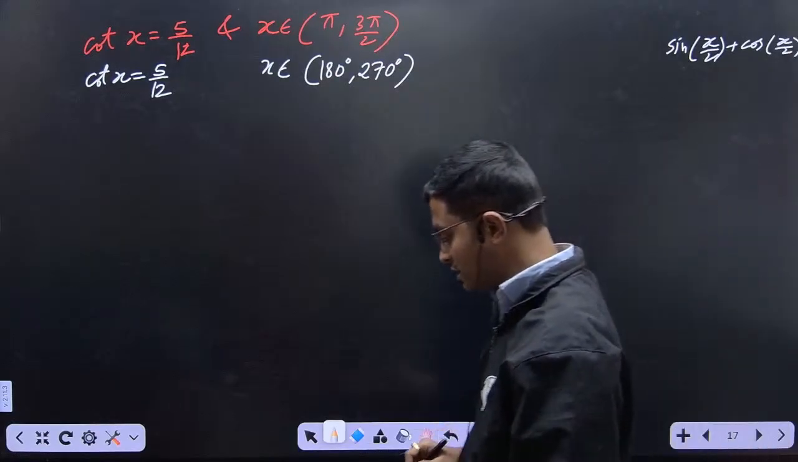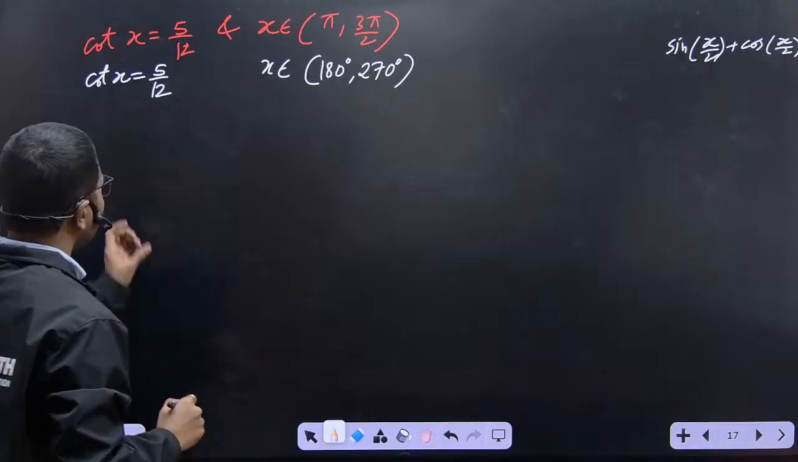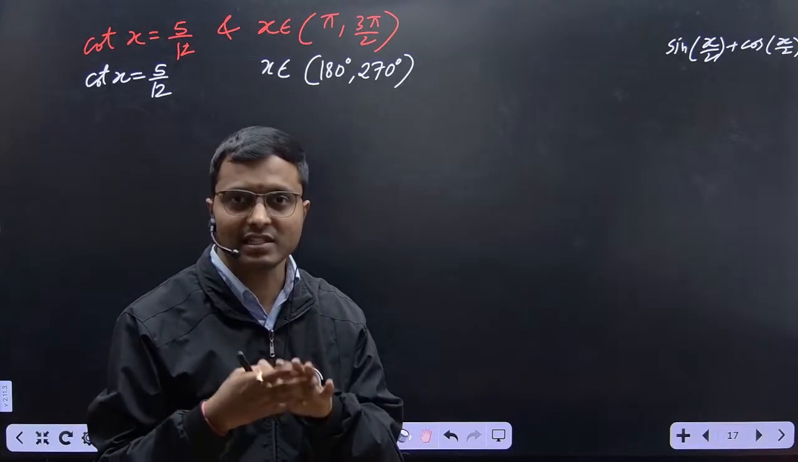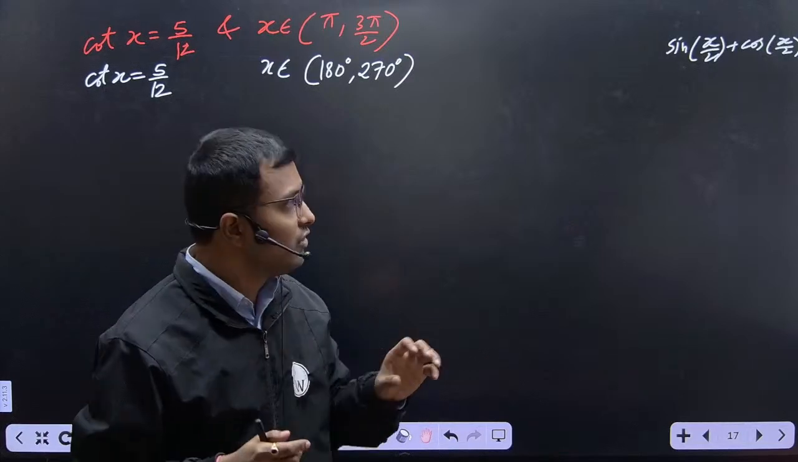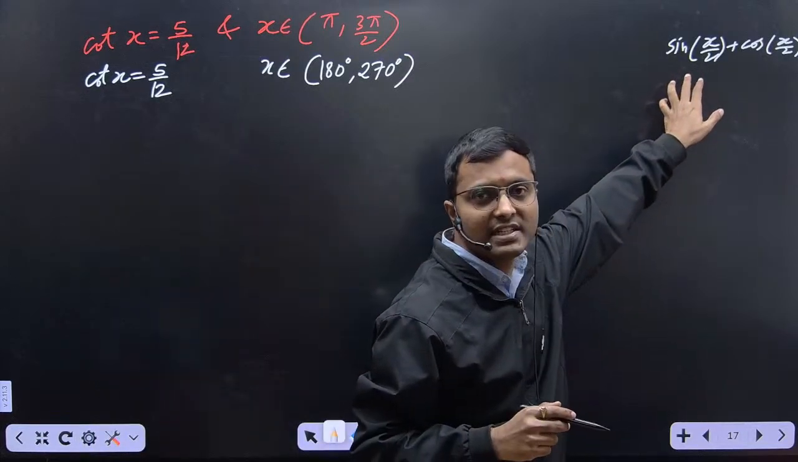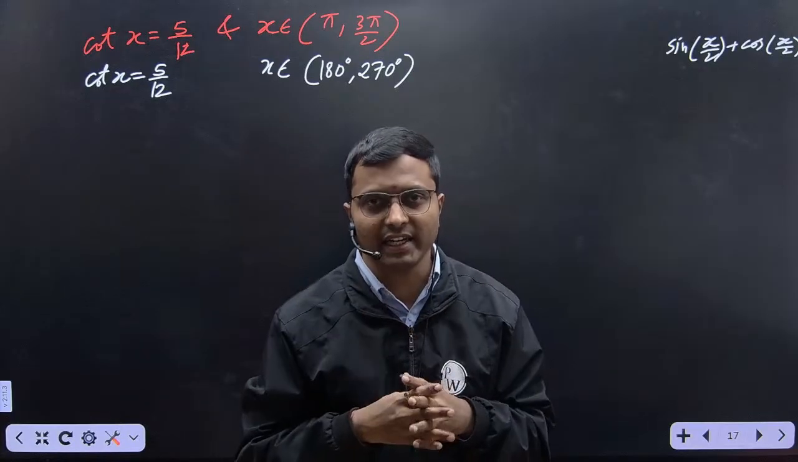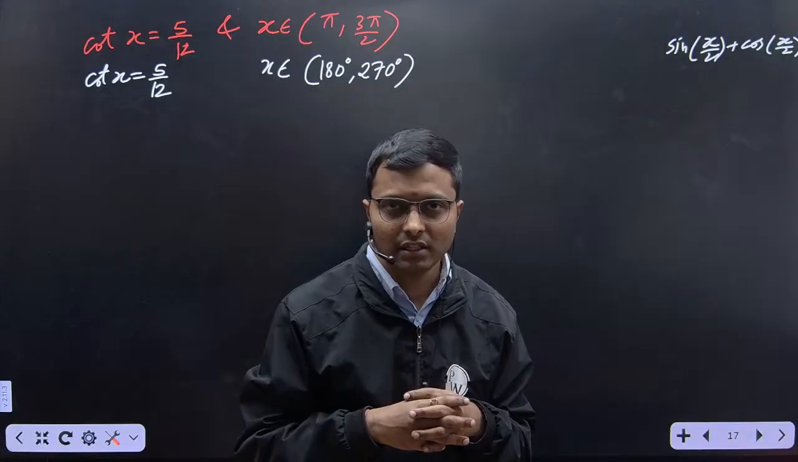So let us find the cot x. Let us use this value, cot x is equal to 5 by 12. From it we will find sin x, cos x, tan x. These values we will find, and from that we will find sin x by 2 and cos x by 2. That means again we want to draw a right angle triangle and we want to use the trigonometric formula.